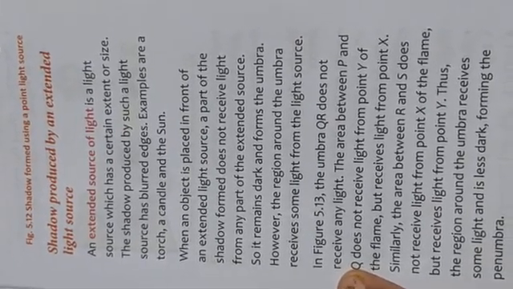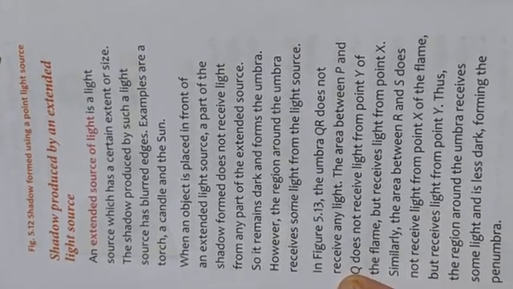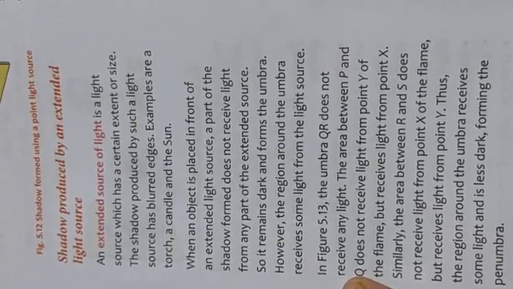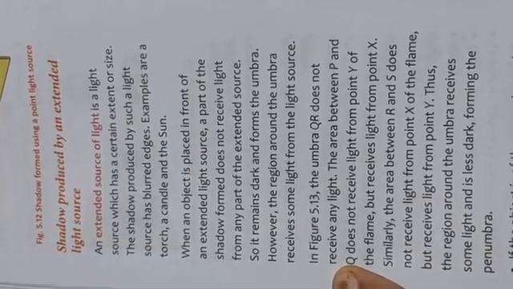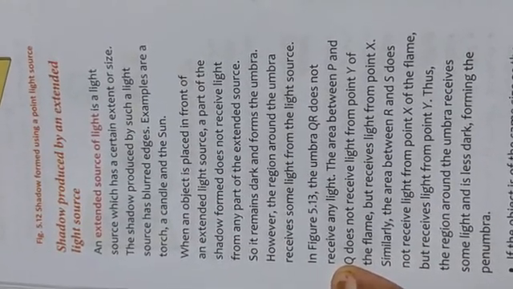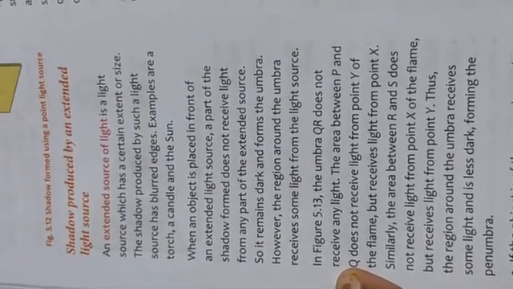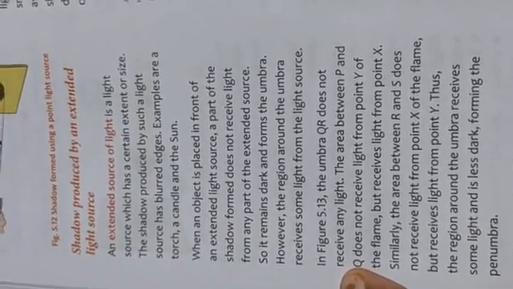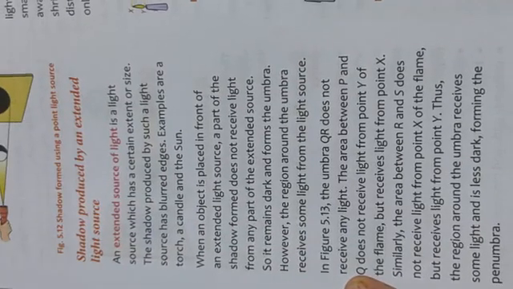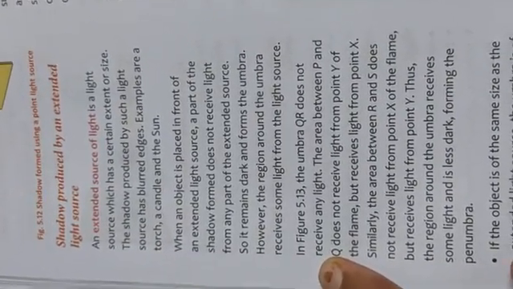But in case of the shadow produced by an extended source, an extended source of light is a light source which has a certain extent or size. For example, the shadow produced by such a light source has blurred edges. As for example, a torch, a candle and the sun. So when an object is placed in front of an extended source of light, a part of the shadow does not receive any light from any part of the extended source, so it remains dark and forms what? Umbra. However, the region that surrounds the umbra receives some light from the light source, and that portion is called what? Penumbra. Okay, so it is not a dark portion. Clear?